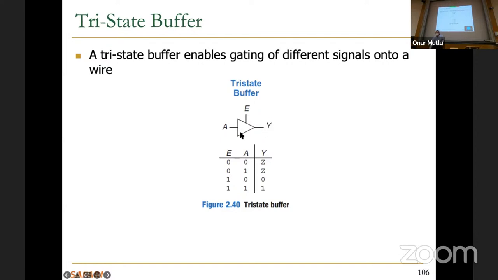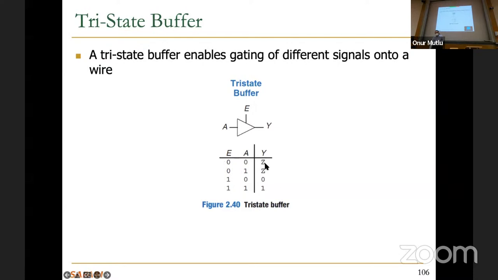So if enable is zero, output is undefined. It's called floating, meaning basically output is undefined. You don't pass the input to the output. You don't touch the output. If enable is one, then output gets the value of A. And you can see the truth table.